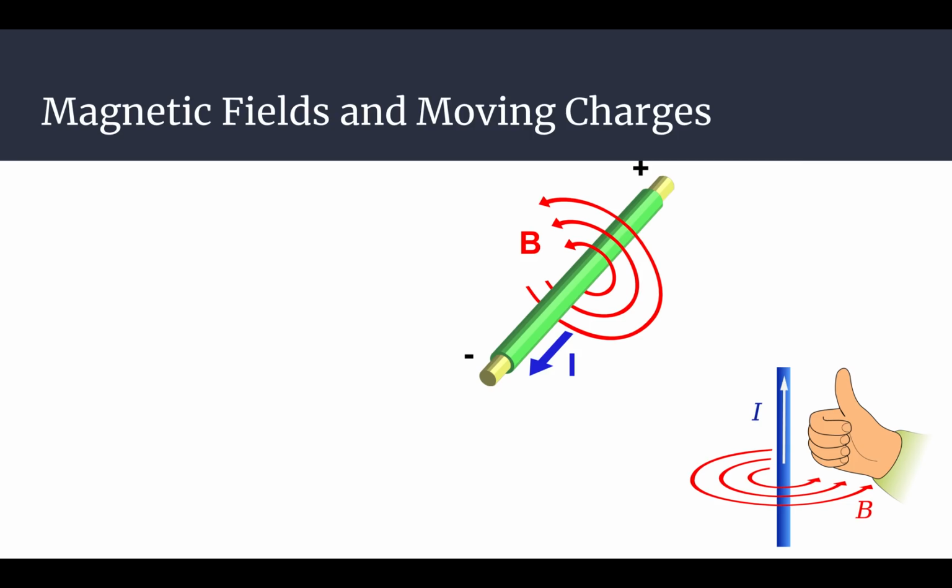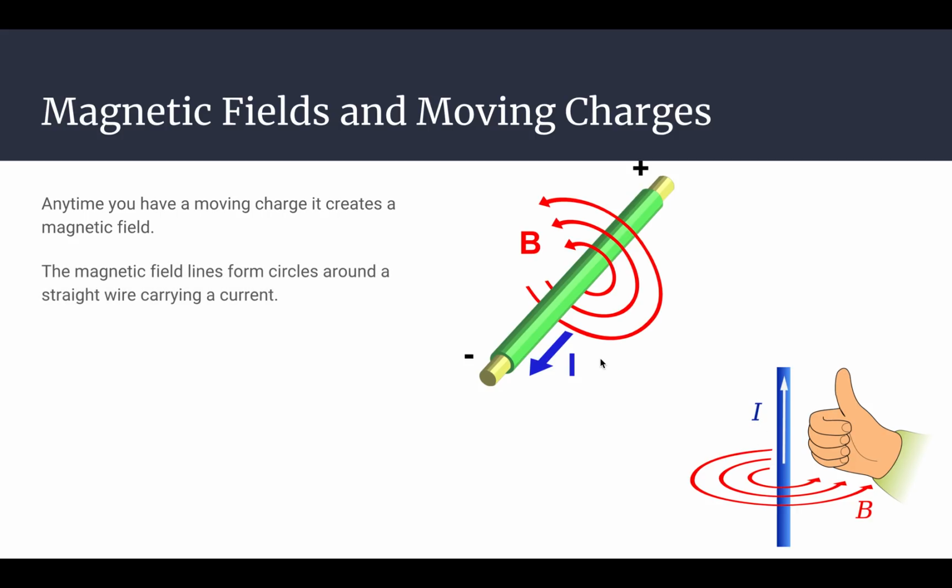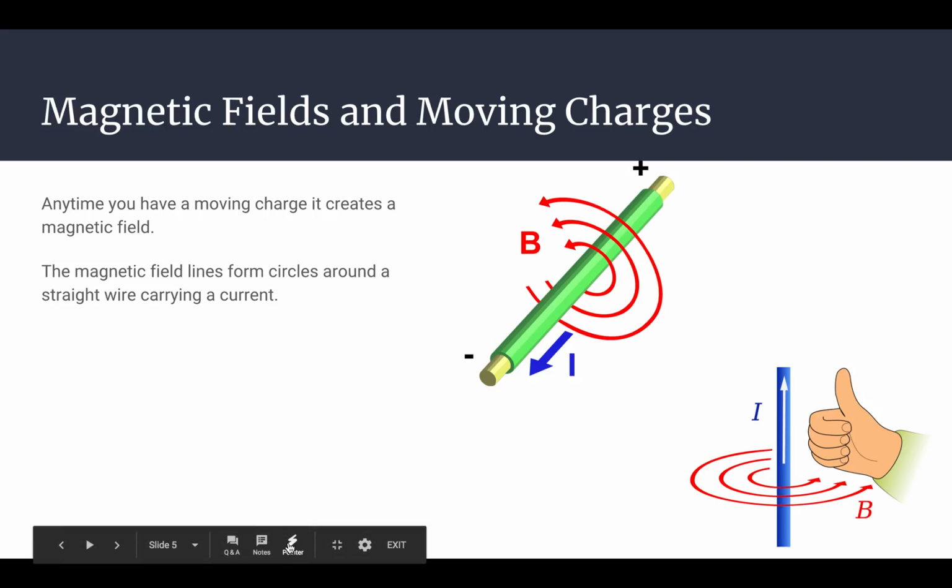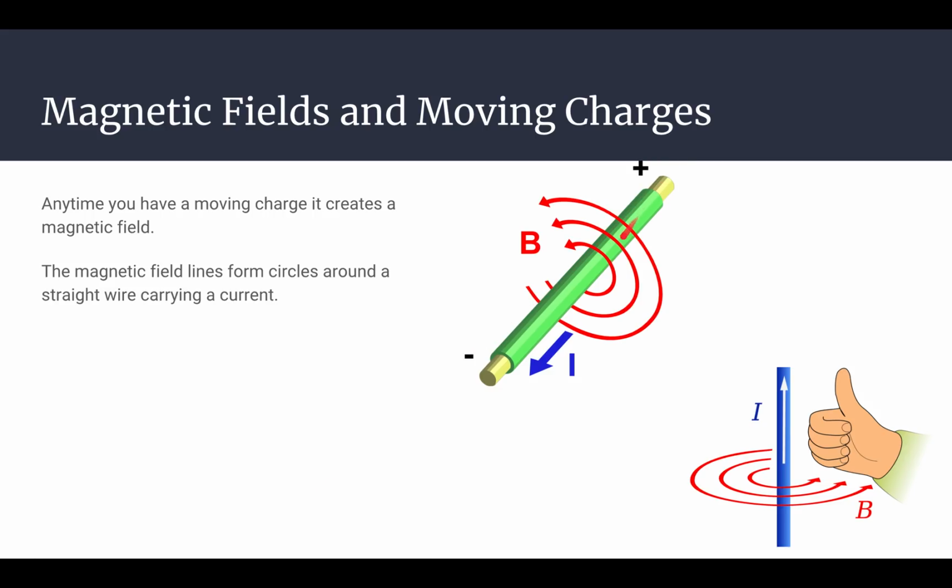So let's talk about magnetic fields and moving charges. Anytime you have a moving charge, it creates a magnetic field. Now, the magnetic field lines form circles around a straight wire carrying the current. That's what we're seeing right here. I'm going to grab the pointer here. We see that the current is moving in this direction. It moves along the wire here. Because it moves along the wire, we then have these circles form around the wire. These circles, or B, are the magnetic field.